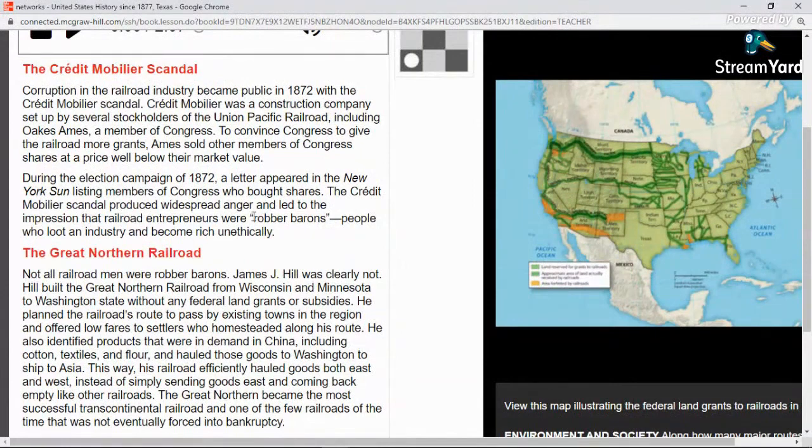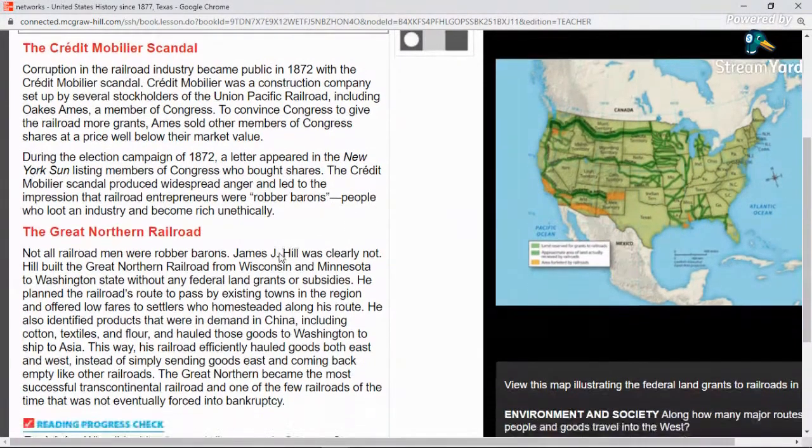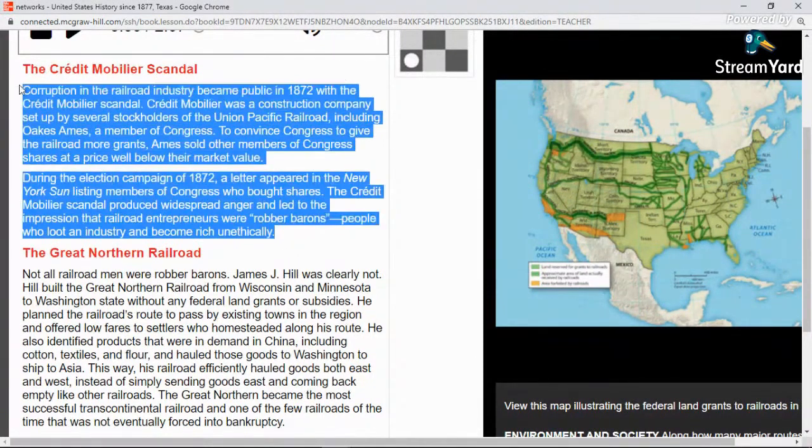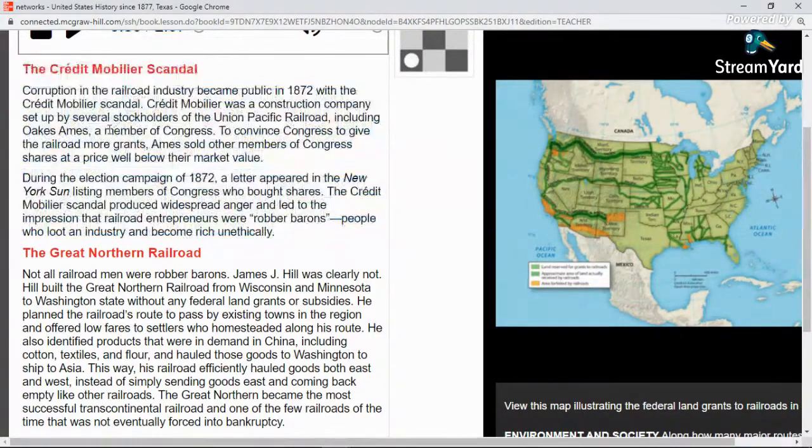So it produced widespread anger and led to the impression that railroad entrepreneurs were robber barons, people who loot an industry and become rich unethically. So yeah, this is terrible. These railroad companies were seen as really bad guys. But if you want to read that, you can read that right there.